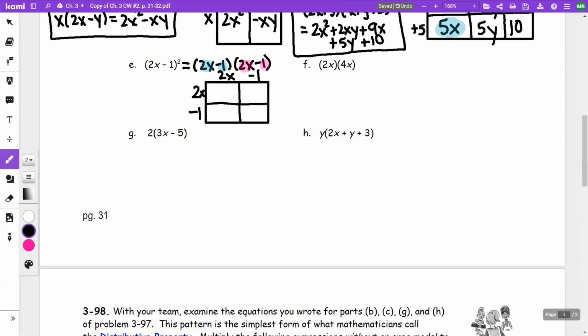And so the top is going to be 2x times 2x, which is 4x squared. 2x times a negative 1, which is a negative 2x. Negative 1 times 2x, which is a negative 2x. Notice I got both of these twice. That's going to be a pattern we're going to see with these ones where it's the same thing being squared. Negative 1 times negative 1 is 1. And when I add up like terms, I have a negative 2x and a negative 2x. So I can write this out as a 2x minus 1 squared. That's perfectly fine. Is equal to 4x squared. My negative 2x and negative 2x add to a negative 4x and then plus 1.